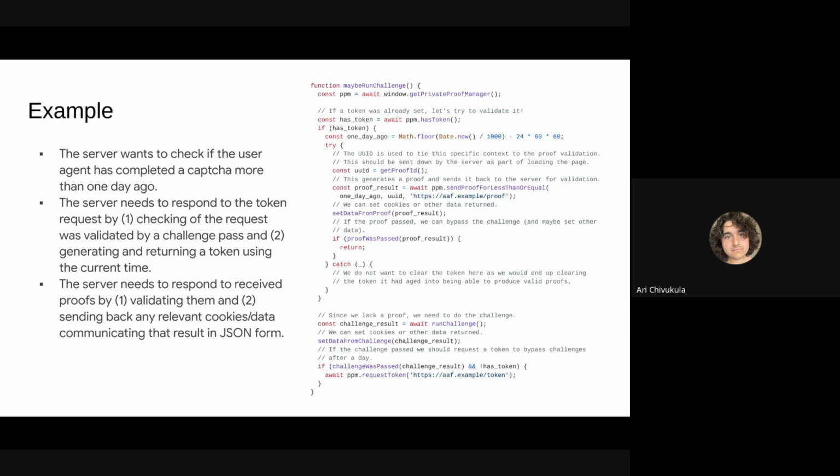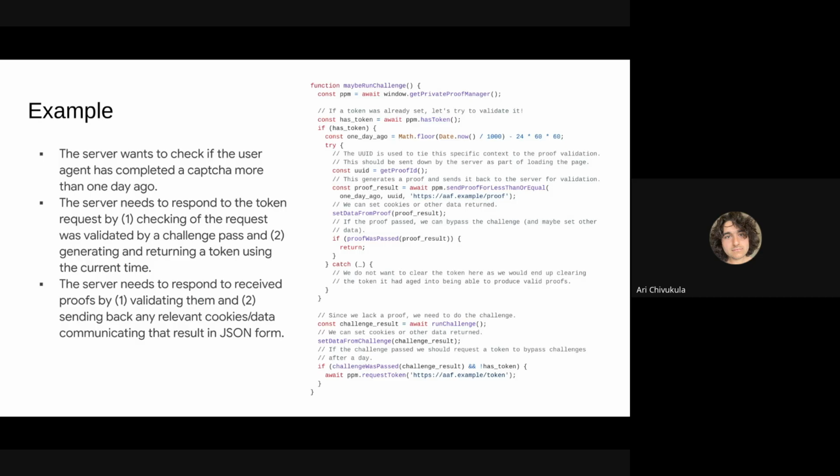So let's get to a more specific example. In this case, the server wants to check if the user agent has completed a captcha more than 1 day ago. The idea here is that if this isn't a new user and they've already successfully completed a challenge, then maybe we have some better assurance that this user doesn't need to be re-challenged.